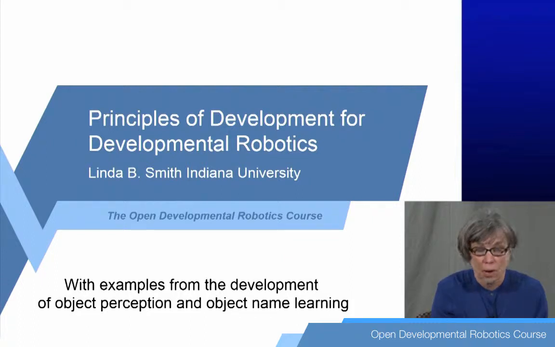I am not a roboticist. I am a developmental psychologist who studies the mutual dependencies among perceptual, motor, cognitive, and language development in infants. And today I'm going to talk about principles from human development with examples particularly drawn from the development of object perception and object name learning.